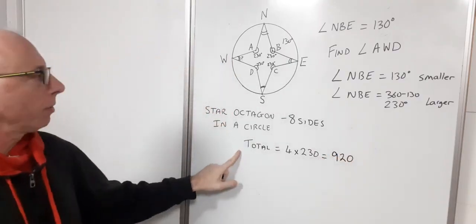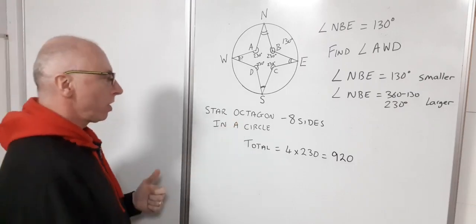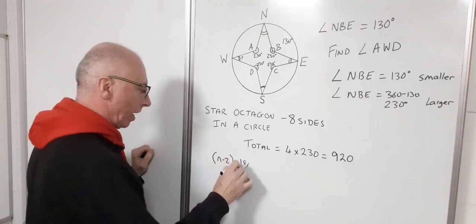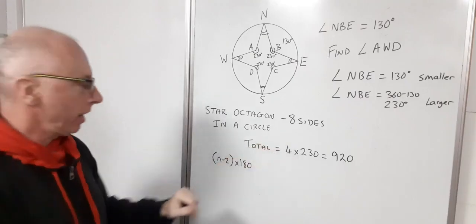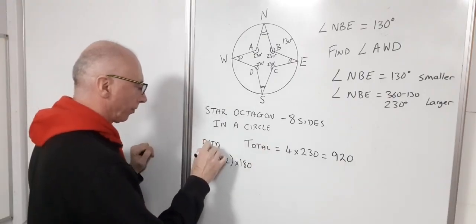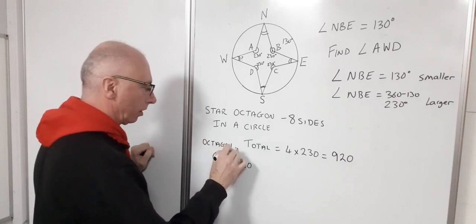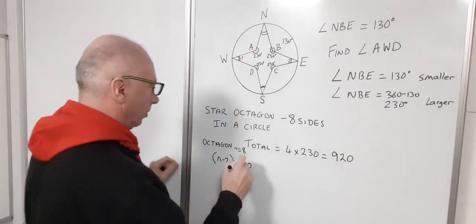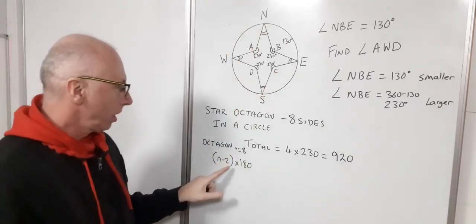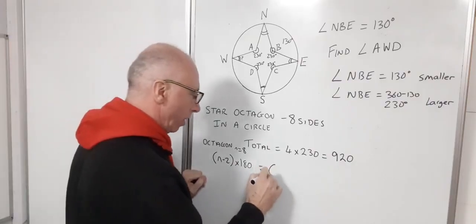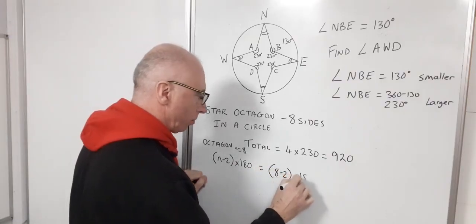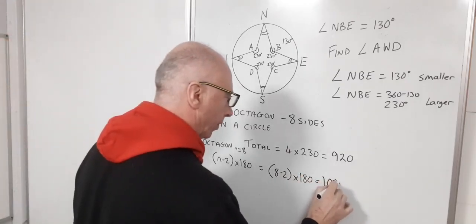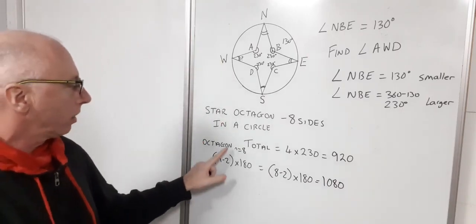Okay, now an octagon with 8 sides, we know that the total interior angles will be n minus 2 times 180. Now n being 8, so for an octagon, n equals 8. So therefore we've got 8 minus 2, which is 6. So let's write that in there. 8 minus 2, which is 6, times 180. 6 times 180 gives me 1080. So that's the total angles for the octagon.